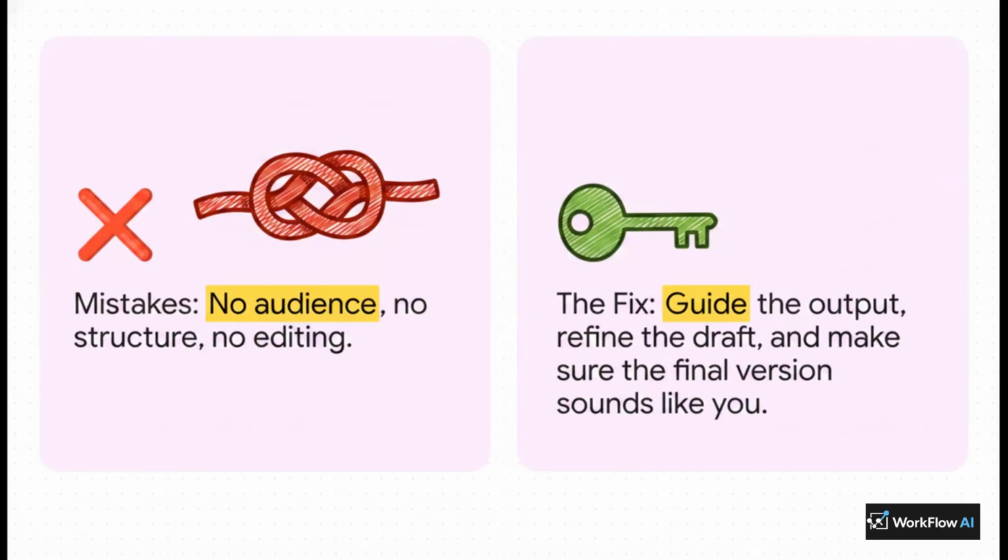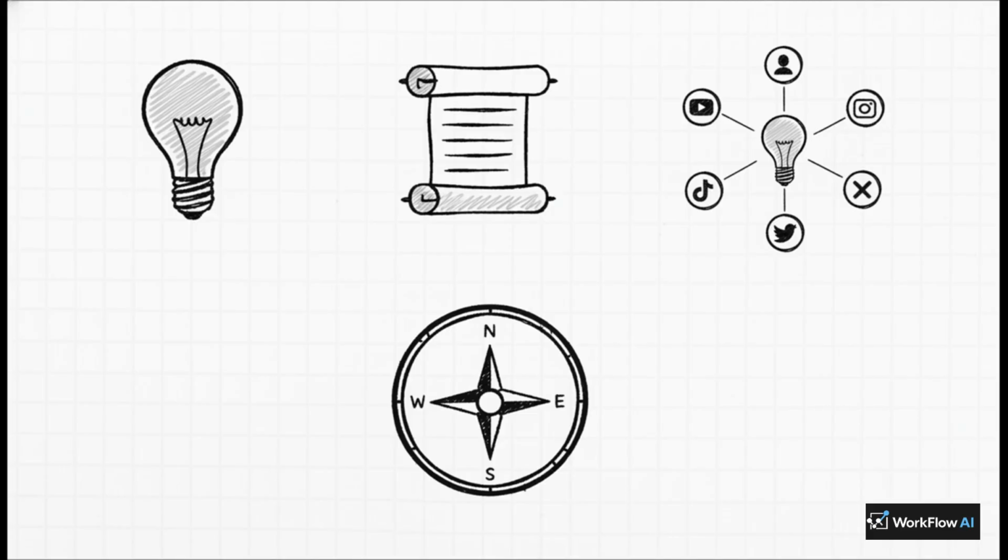So let's just quickly recap the common mistakes and, more importantly, how to fix them. The big mistakes are not defining your audience, not giving any structure, and not editing the output. The fix is simple. You guide the AI with a great prompt, you refine its draft with follow-up questions, and you always, and I mean always, edit that final version to make it sound like you. All right, super quick recap. Today, you learned how to generate way better ideas, how to write structured scripts, and how to repurpose a single idea into tons of social media posts. And the key to all of it? It's just giving the AI clear, specific direction every single time.